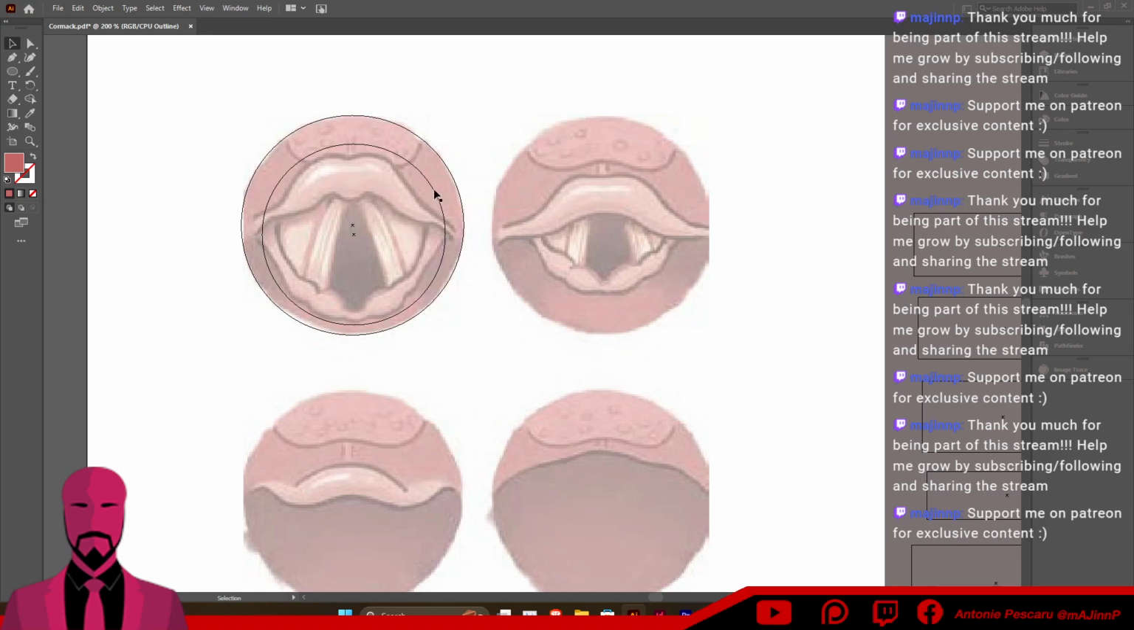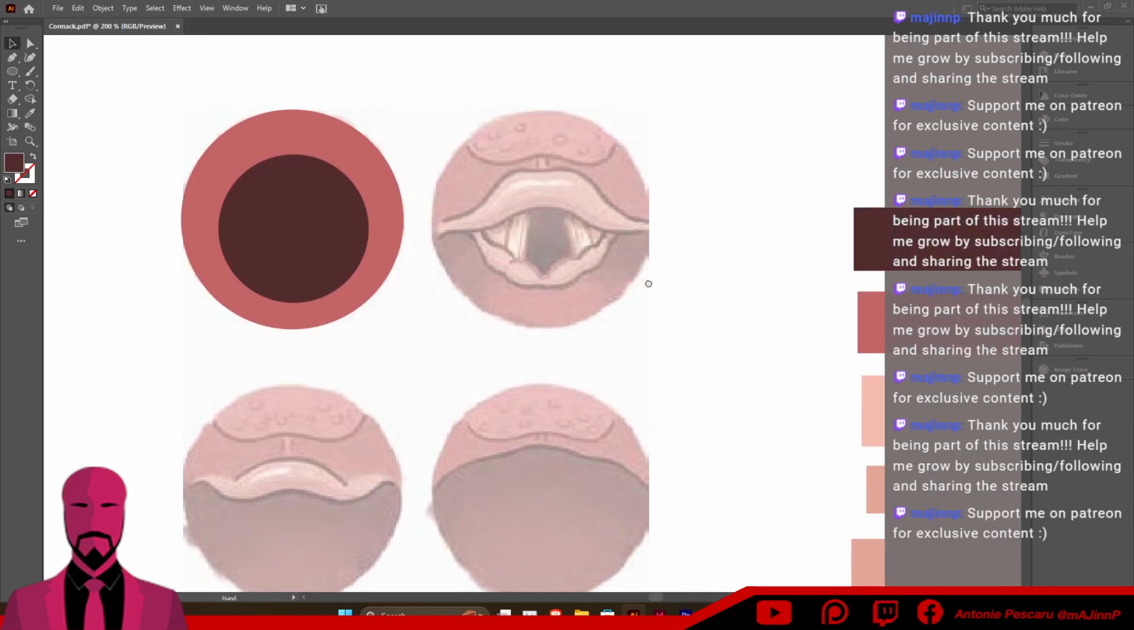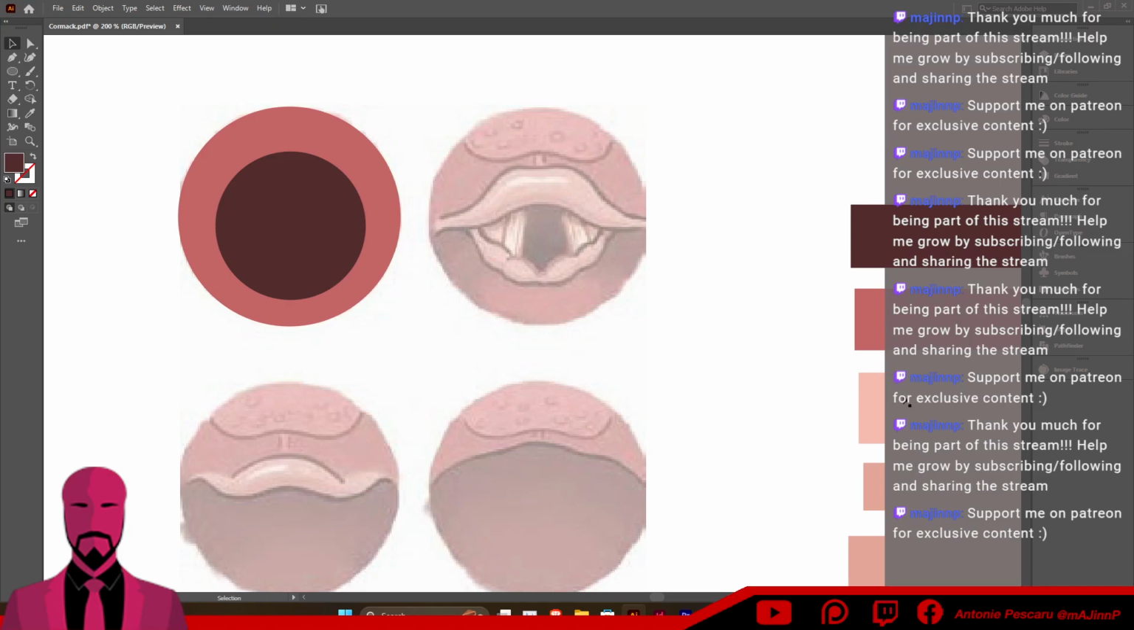Maybe this one is too big, so we're gonna make it a lot smaller. So it's supposed to be like this. Why? Because we're gonna cover it up soon, and we're gonna go with this, the third color.